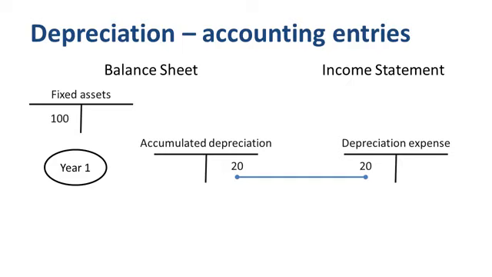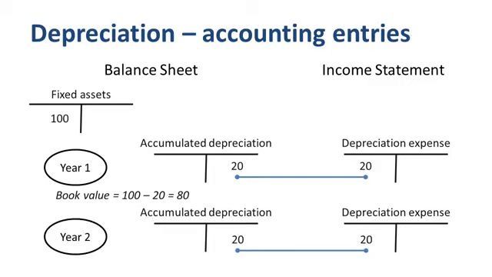If you want to know the book value of the truck at the end of year 1, you net together the historical cost of the fixed asset and the accumulated depreciation on the balance sheet, which in the case of the truck would be $80,000. In year 2, you repeat the same depreciation journal entry and get to a book value of $60,000, and so on for years 3, 4 and 5.